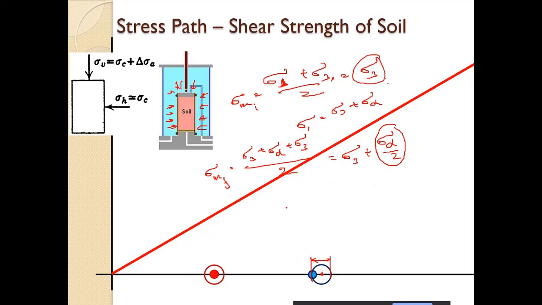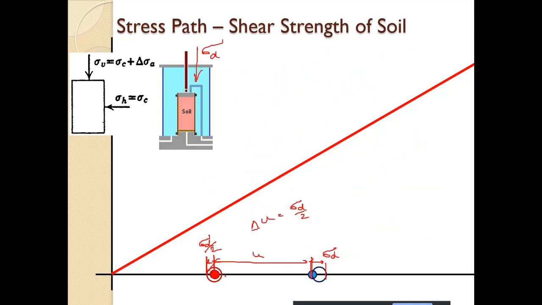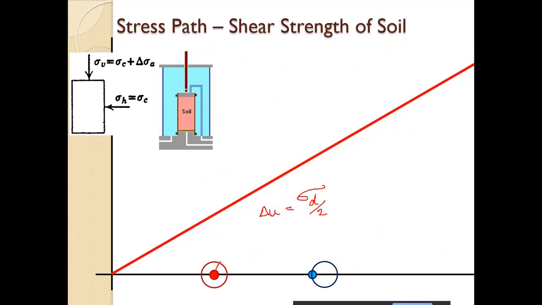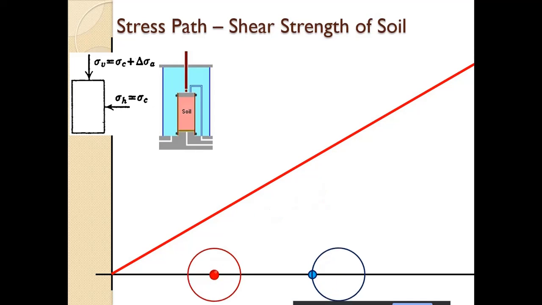Now in the undrained case, as we have discussed in our previous classes, whatever load we apply to the mean confinement, that much of increment in the pore water pressure takes place. So the soil effective stress remains unchanged. That is exactly what is happening here. If I have a circle here, this is sigma d. If I shift it by sigma d by 2, the mean will shift from here to here, so the mean effective stress will remain constant.